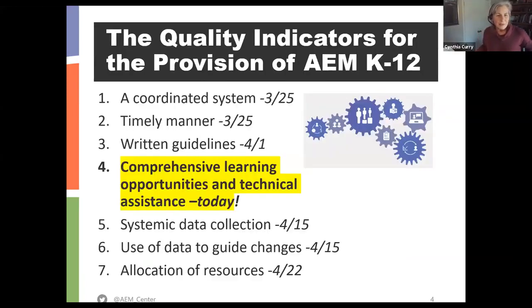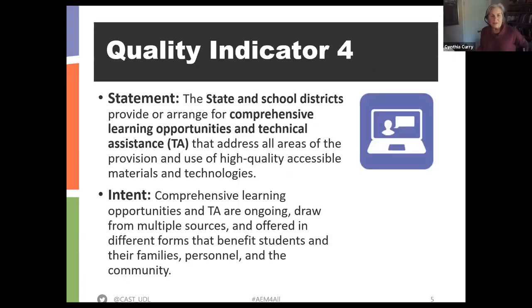Just to situate where we are, the 7 quality indicators are listed here from a coordinated system, which we started on March 25th. Last week we talked about written guidelines. Today we're focusing on quality indicator 4, those learning opportunities and technical assistance that states and districts can take advantage of in building their system for providing AIM. Next week, we're going to be looking at data collection and data use, and then we'll wrap up with quality indicator 7, allocation of resources.